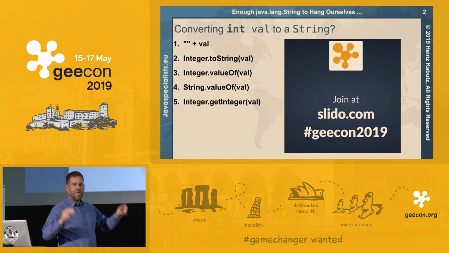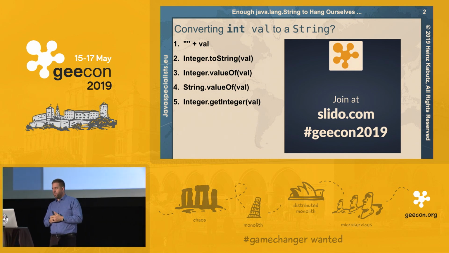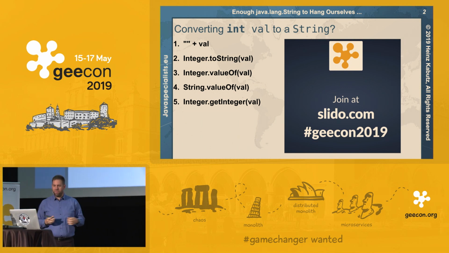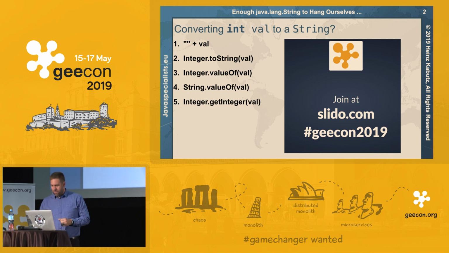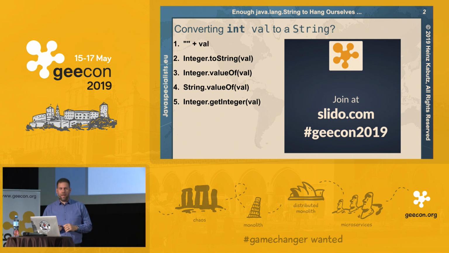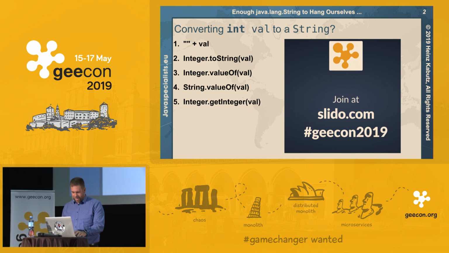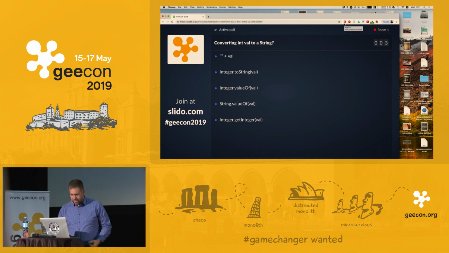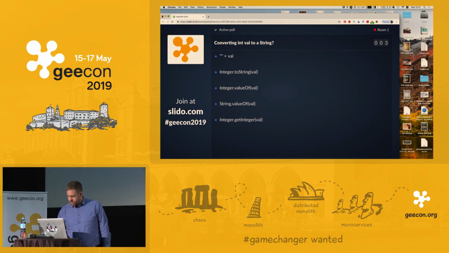Colleagues might use double quotes plus an integer, Integer.toString, Integer.valueOf, String.valueOf, Integer.getInt. So we've got a poll live on slido.com. If you go to room 1, GeeCON 2019, you can vote, and we can see how voting works, right? Maybe we can show some other people how it works. So here we go. This is the poll.